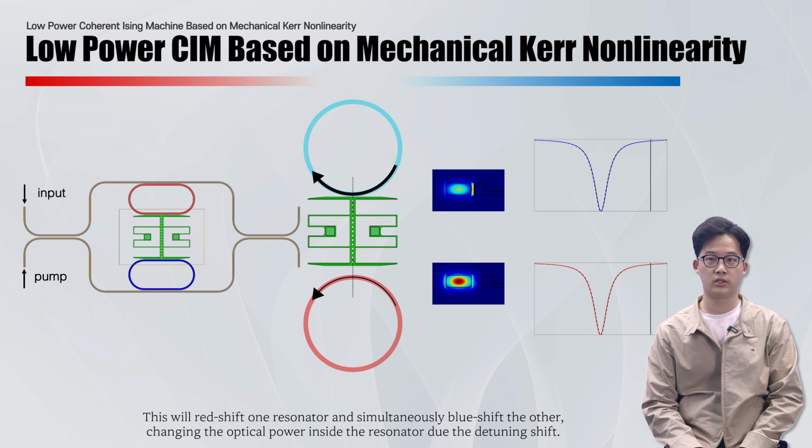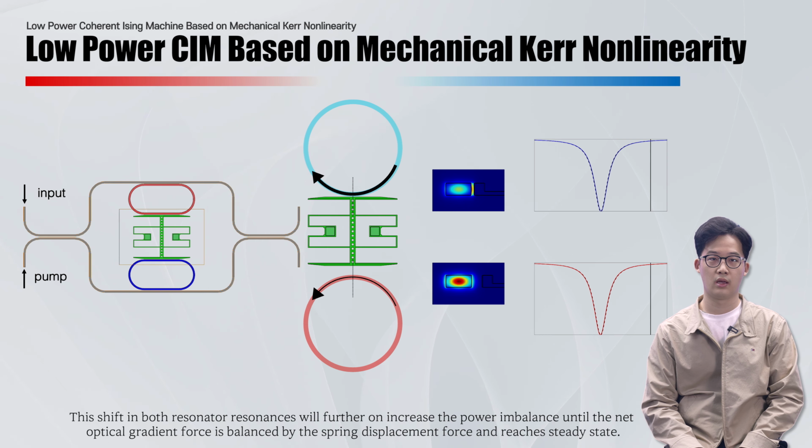This will redshift one resonator and simultaneously blueshift the other, changing the optical power inside the resonator due to the detuning shift. This shift in both resonator resonances will further increase the power imbalance until the net optical gradient force is balanced by the spring displacement force and reaches steady state.